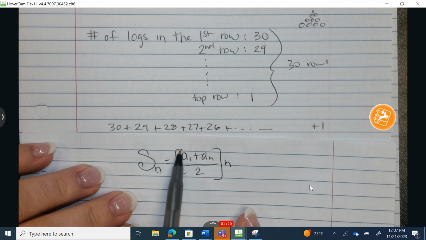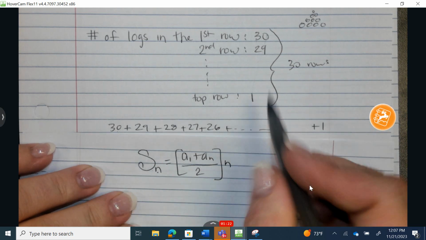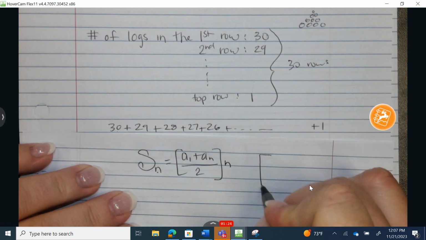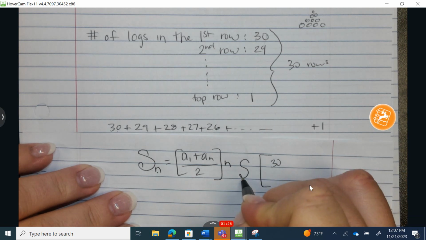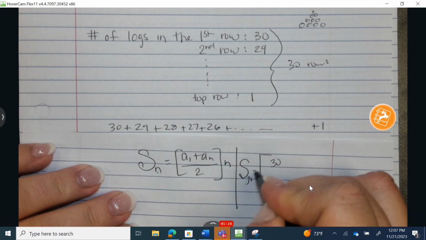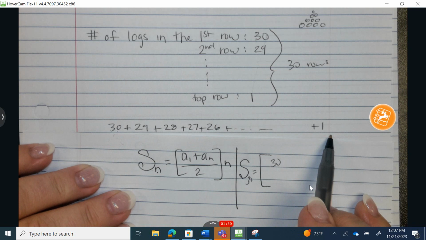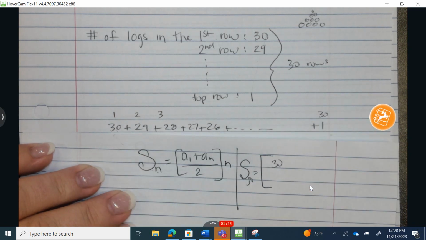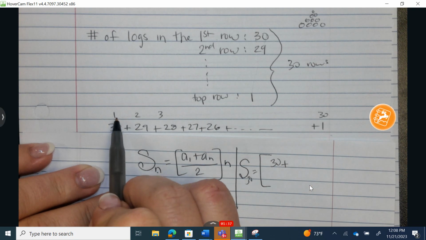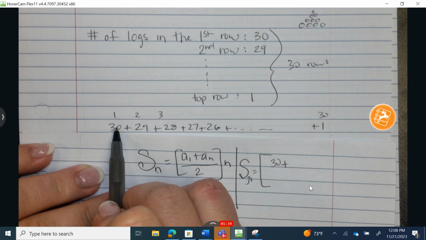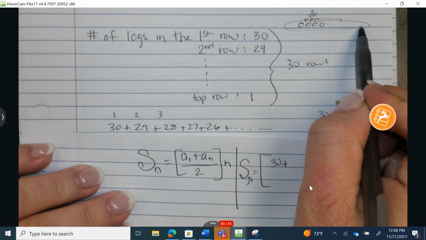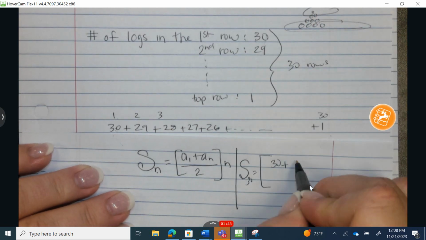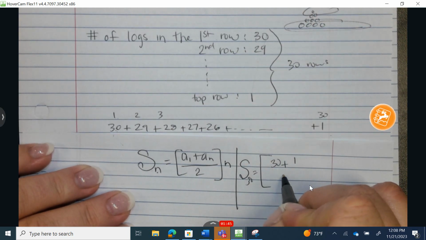So it says I'm going to add the first term. So my first term, from my row 1, has 30. And I have a total of 30 rows. So this is row 1. If I went to row 2, row 3, all the way up to row 30. So there's 30 logs in my very first row. So here in the bottom would be a total of 30. And then at the very top, I would have only 1 log remaining, as it says in the word problem.